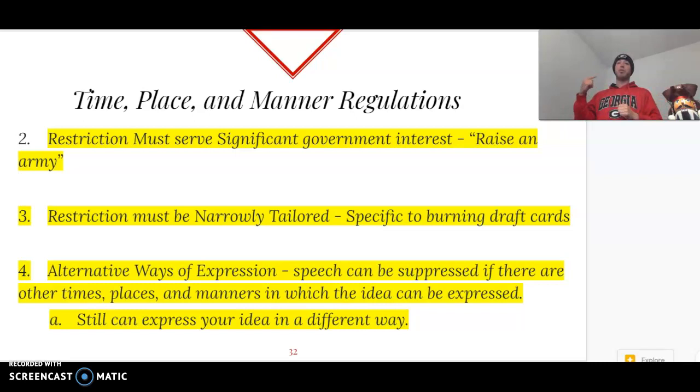And the big thing to remember here is that you have these alternate ways of expression. And that is one thing courts will express in their opinions. They will say things like, hey, they did this. They could have done this. All right.